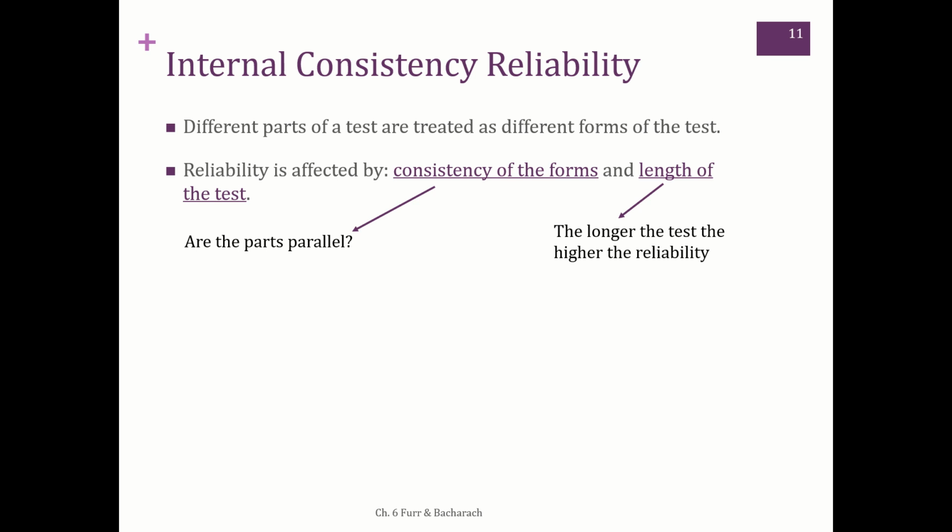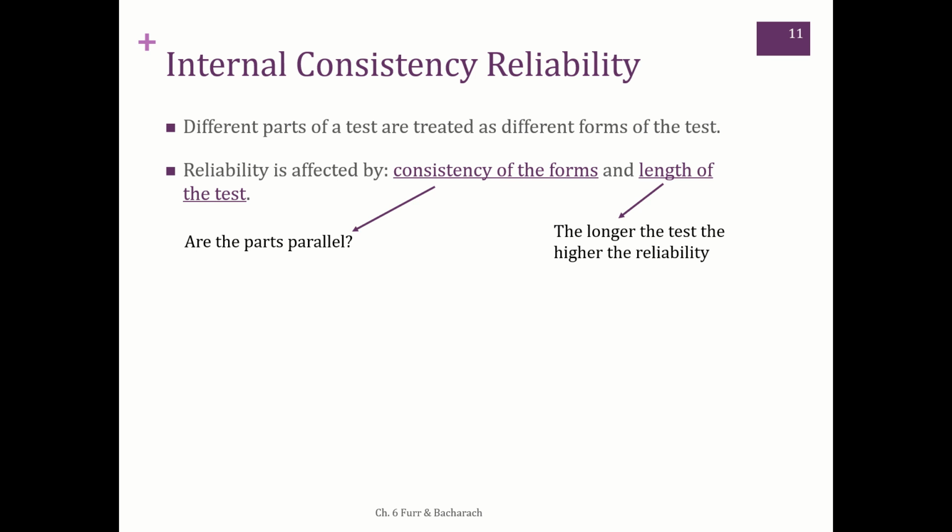Now, same difficulty as with parallel forms reliability applies to this internal consistency reliability. It's really hard to have two test halves that are exactly parallel. So it's nice that we can do it with one test administration, but doing it with one test administration doesn't solve the parallel forms difficulties. It's still difficult to get parallel parts of tests.